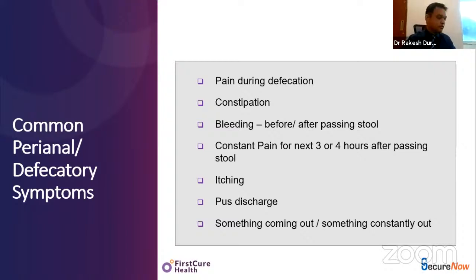The patient may say that I'm still feeling some kind of itching sensation around that area, or some pus discharge from the side of the back passage, or they can think that there is something coming out from the back passage. They feel some kind of dangling skin tags while washing their bottoms. So these are the very common symptoms.